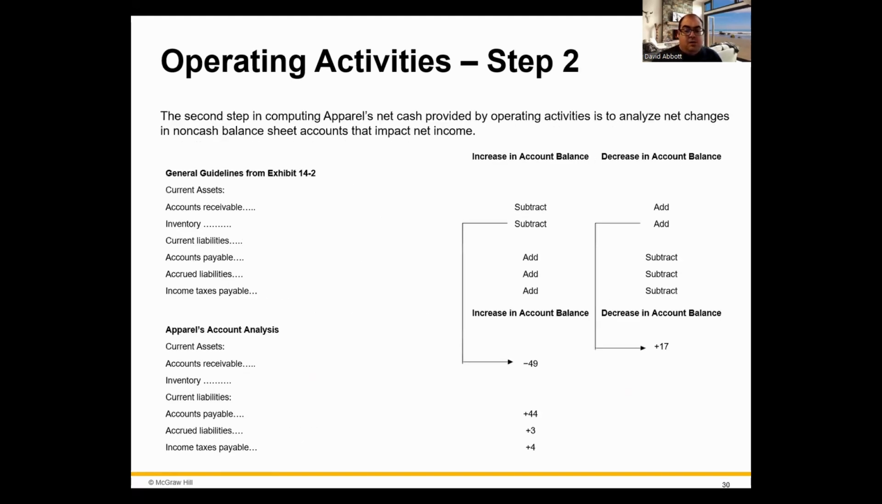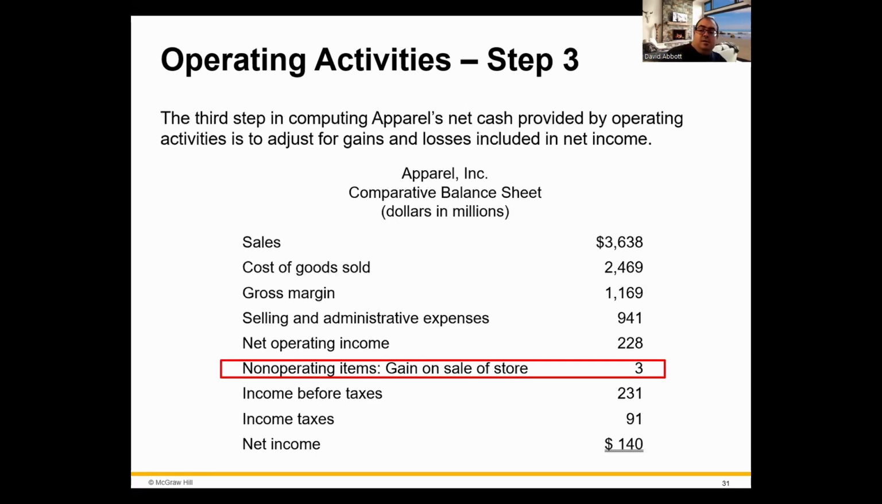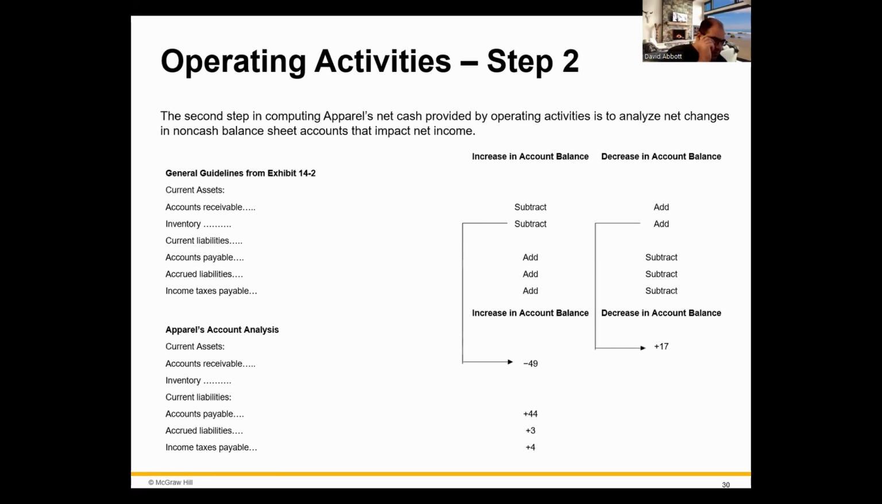Let me go back. So on this, we see that the accounts receivable balance decreased by $17. So that amount needs to be recorded as added to that income, or probably in millions. The inventory balance increased by 49 million. So they had to subtract that from the net income. Accounts payable increased by 44 million. So we're going to add that to our net income.